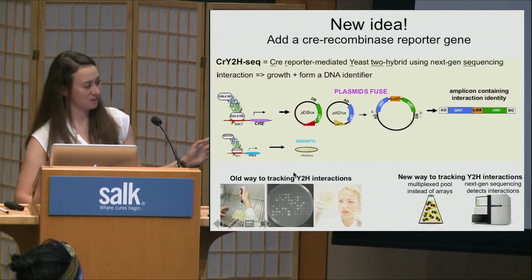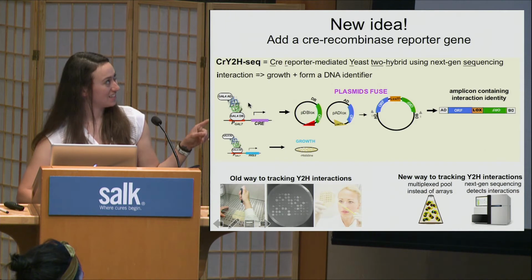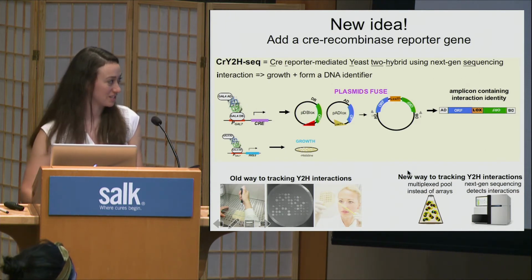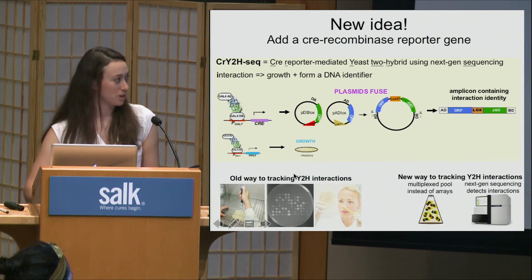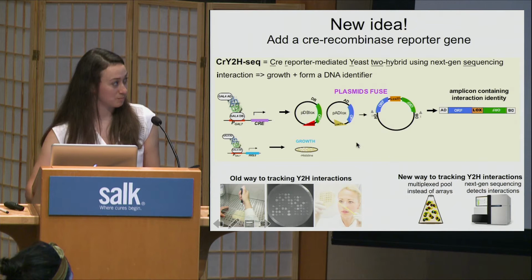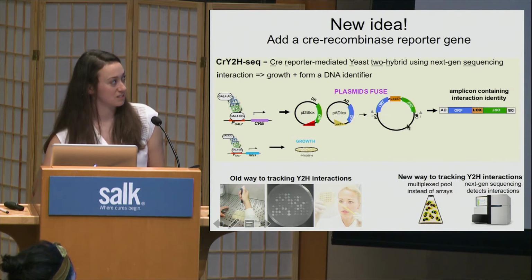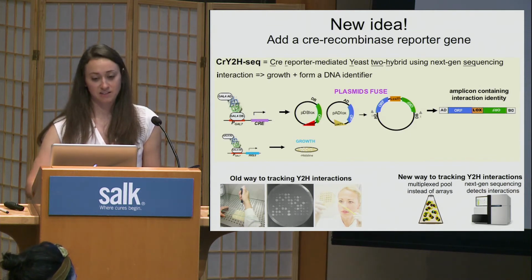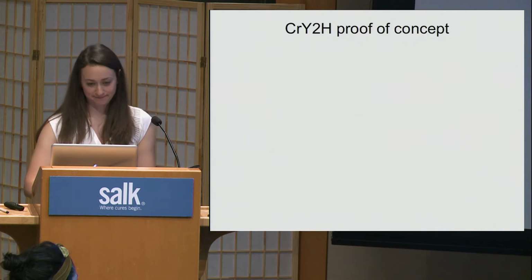Okay, so now this method, Cre2H-seq, which is Cre reporter-mediated yeast-2 hybrid using next-gen sequencing, gets away from this old way of tracking yeast-2 hybrid interactions on these single spots and enables pooling, because inside of each yeast cell that has an interaction, you'll have this molecule. And it allows you to pool all your cells in one culture and use sequencing to detect the interactions and does not rely on barcodes.